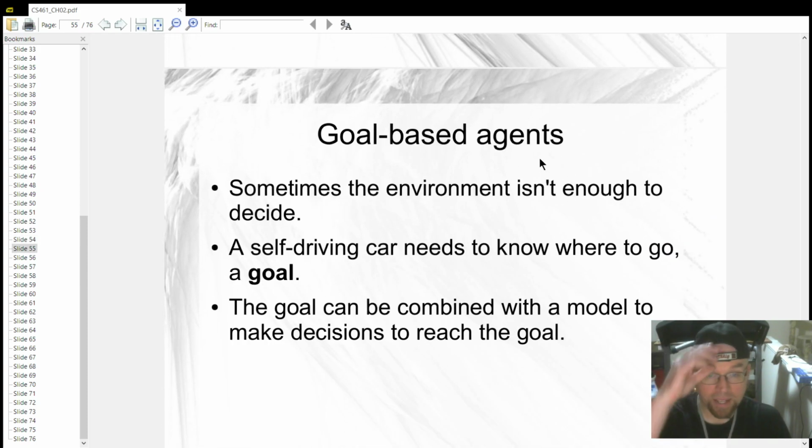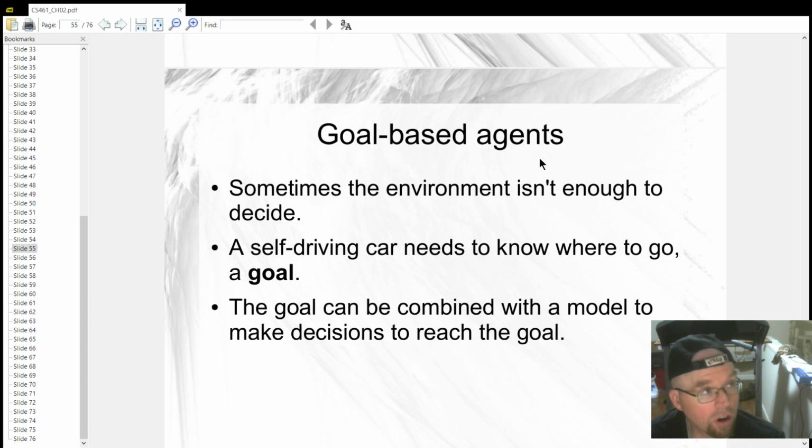All right. So goal-based agents. Sometimes the environment isn't going to give you enough information. It's not sufficient on its own for the agent to be able to make a decision. Sometimes the agent needs to be guided, right? So one form of guidance we talked about previously was using a performance measure. Another type of guidance is giving the agent a goal to try to work towards. So goal-based agent is what we're talking about.